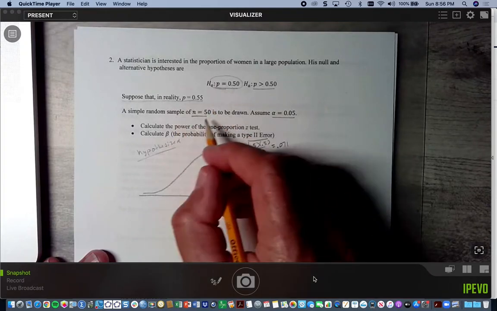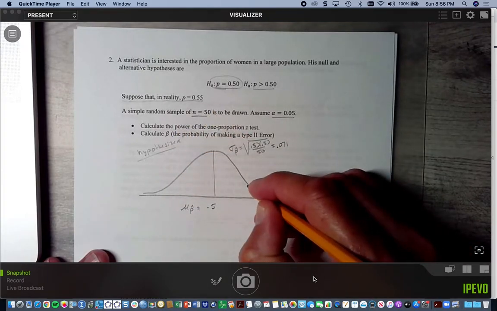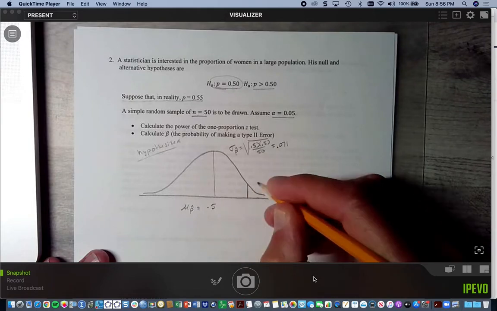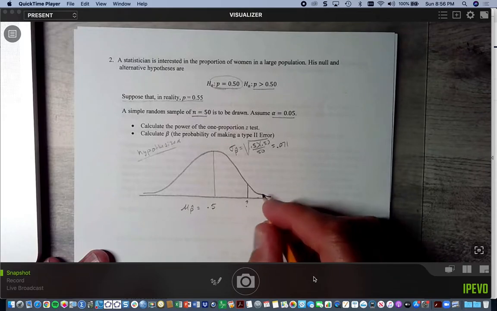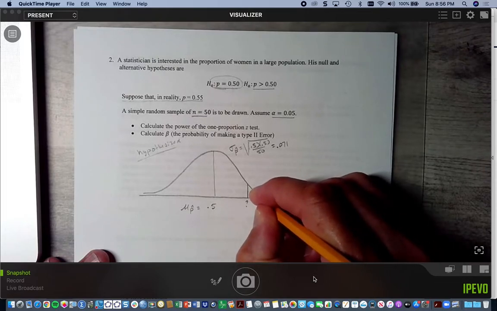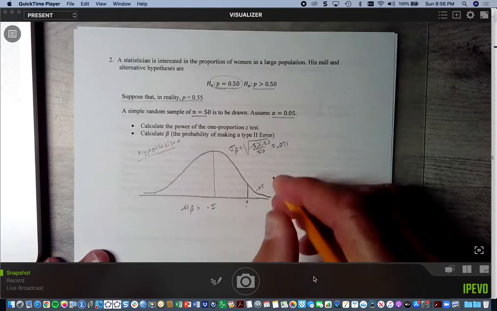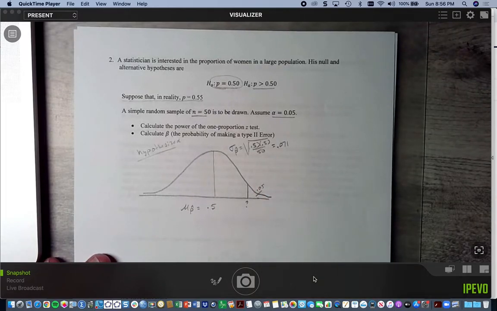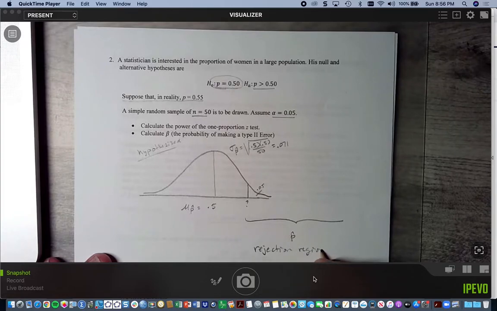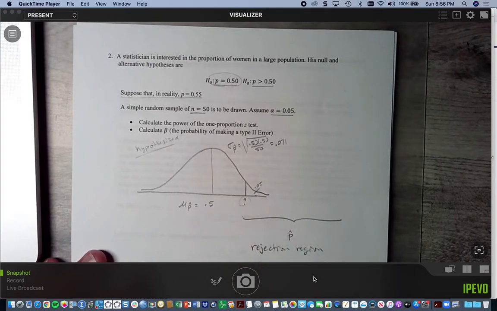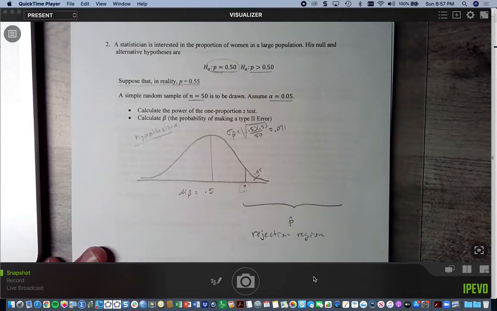Okay, so we're not actually going to take this sample of 50, but what we want to do is come out here to some value that cuts off this top 5%. Okay, so let's say this is 0.05. If we get a sample proportion anywhere out here, this is what we refer to as the rejection region. And I want to know, where is this threshold?